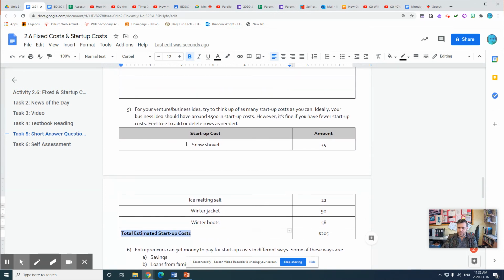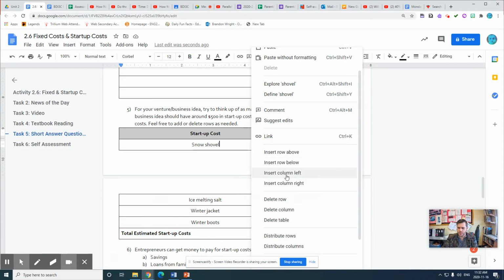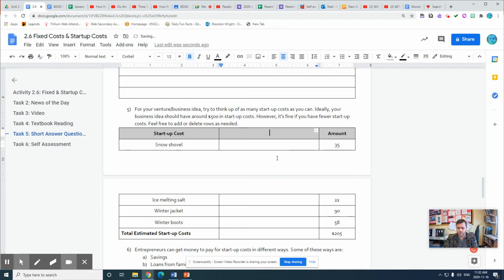So for the snow shoveling business, I'm also going to put in here, show me where you can get your startup costs, so your supplier. So not only show me the cost, but also tell me where you can get it. Luckily, Canadian Tire is a great place. I can get all my supplies there.